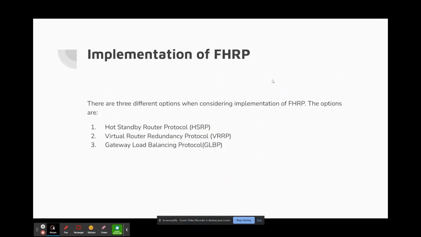Implementation of FHRP. There are three different options when considering implementation. These options are Hot Standby Router Protocol, HSRP, Virtual Router Redundancy Protocol, VRRP, and Gateway Load Balancing Protocol, GLBP.